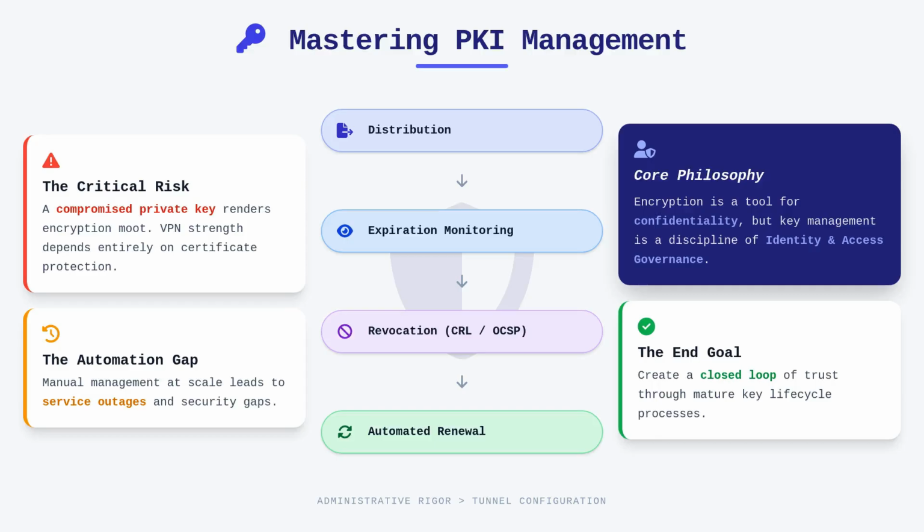When designing these systems, consider how your automation tools handle certificate renewal, as manual management at scale almost always leads to service outages or security gaps. Always remember that encryption is a tool for confidentiality, but the management of the keys is a discipline of identity and access governance. By focusing on the maturity of your key lifecycle processes, you ensure that the cryptographic tunnel remains a closed loop rather than an open door.